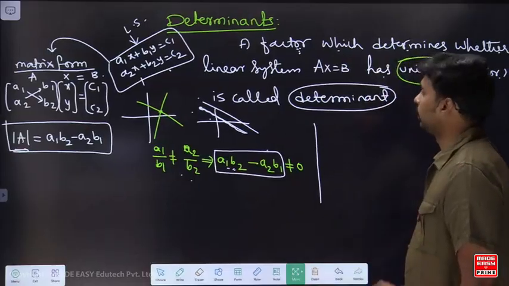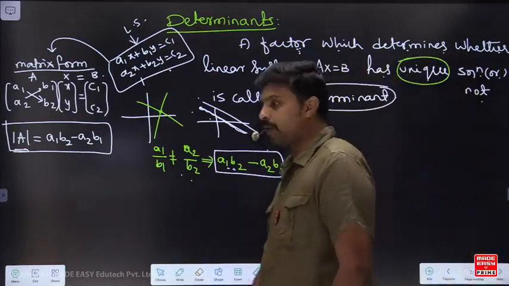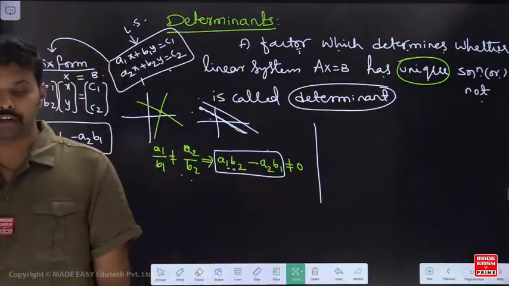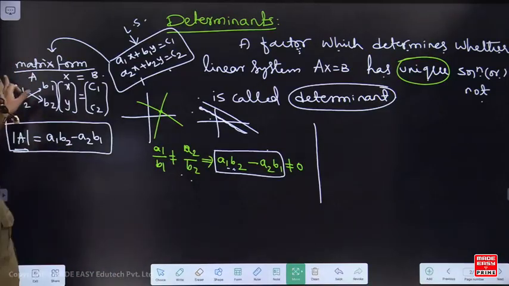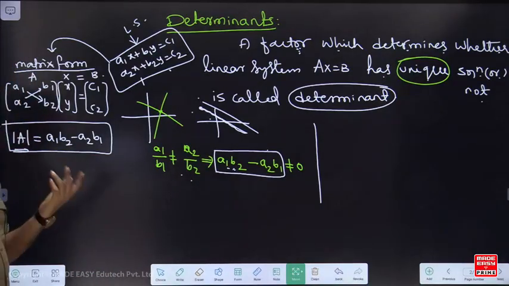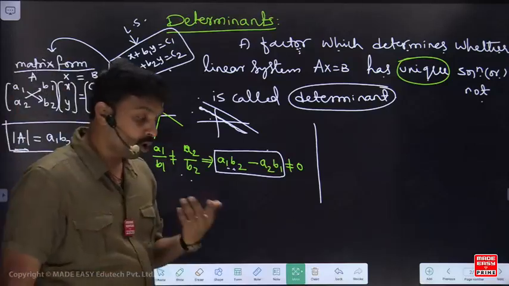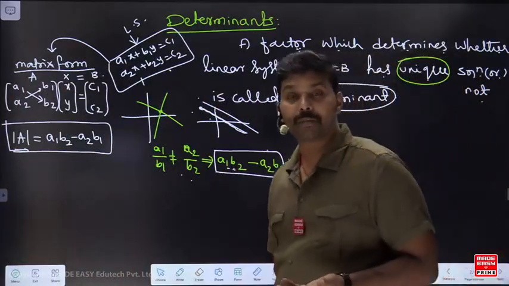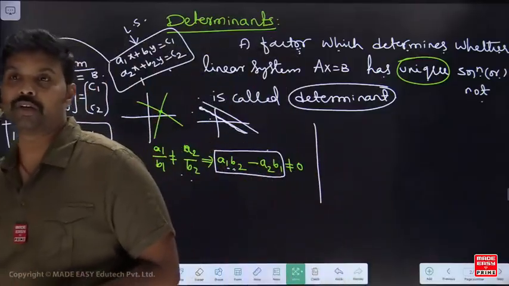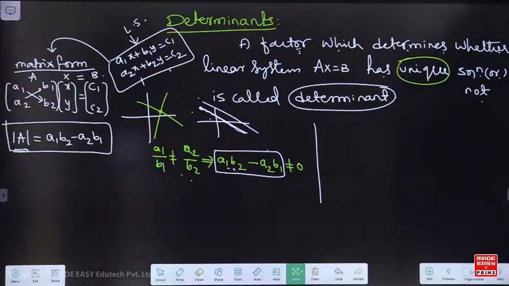Right. So please copy this. Now I will tell you how to find out the determinant of the higher order matrices. If it is 2 by 2, you know a1 b2 minus a2 b1. But if it is 3 by 3, 4 by 4, 5 by 5, 6 by 6, how do you find the determinant of the matrix? That I will tell you here. Right?